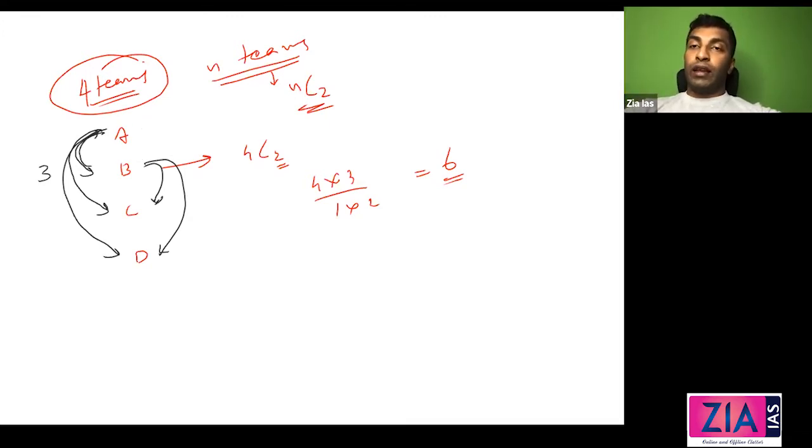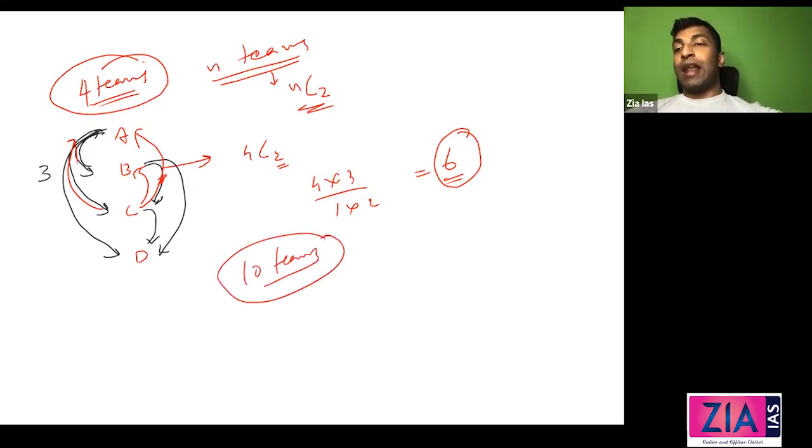5. Okay, now C will play against D. So C plays against D. Do I need to show this like this? No, I've covered that here. Okay, similarly, do I need to show this one? No, I've covered that here. Correct? So how many matches are there in total? 6 matches. Is it possible for you to count if there are 10 teams?